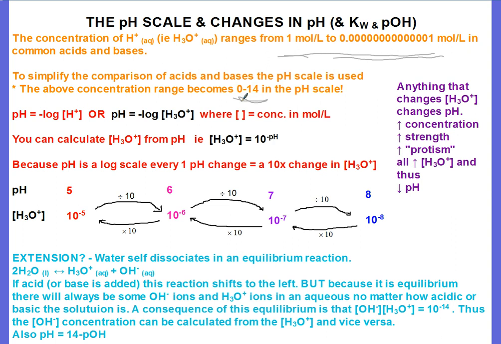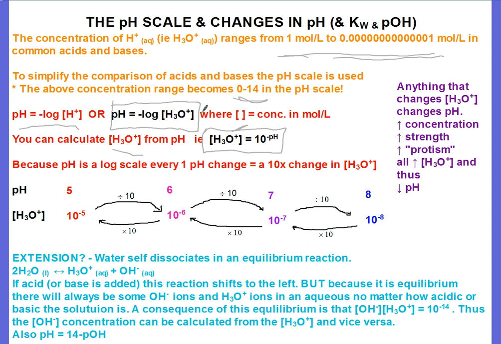So how do we calculate pH? pH is a log scale. pH equals minus the log of the hydrogen ion concentration, or more commonly, as we're going to talk about because we're using Bronsted-Lowry theory, pH is minus the log of the hydronium ion concentration, where those square brackets mean the concentration in moles per litre. You can also use that formula to calculate hydronium ion concentration from the pH, and here's the second equation you've got to know. The hydronium ion concentration equals 10 to the power of minus pH.